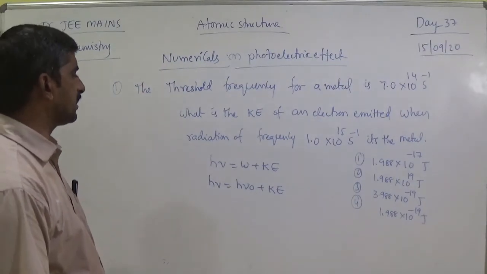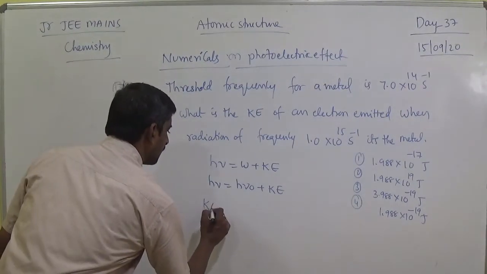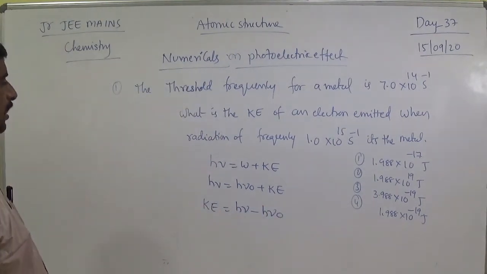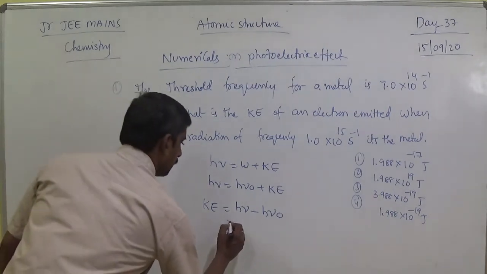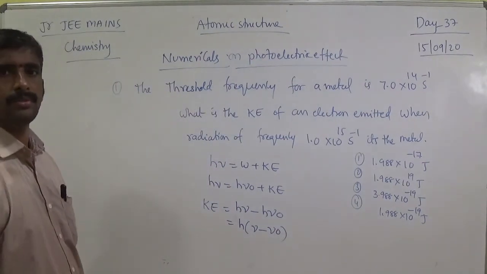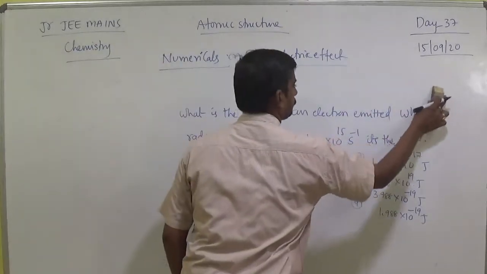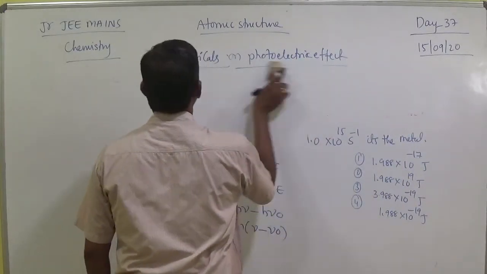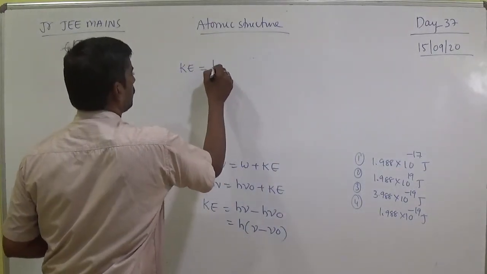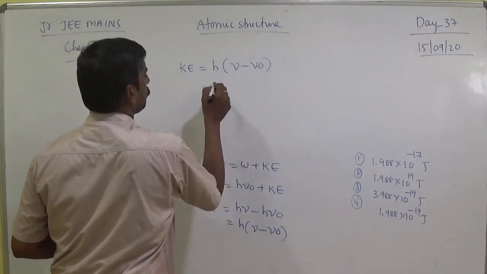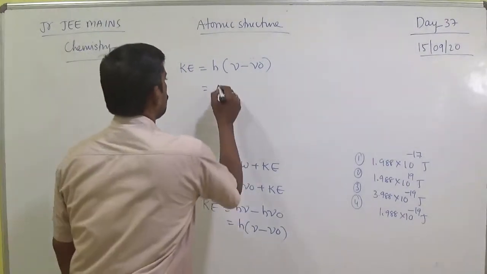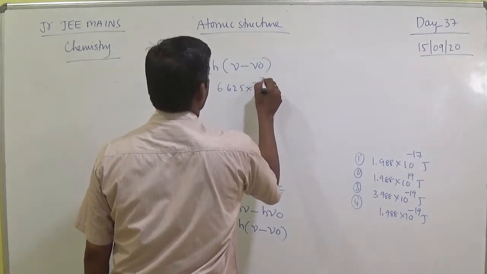They asked for kinetic energy. So we know kinetic energy K = hν − hν₀, that is, h(ν − ν₀). The given options are in joules. How can we calculate? Kinetic energy K = h(ν − ν₀). We know the Planck constant value, 6.625 × 10^-34 joules second, joules required.